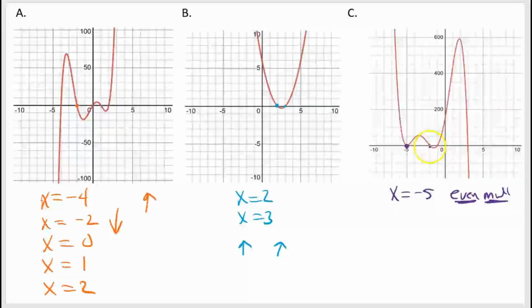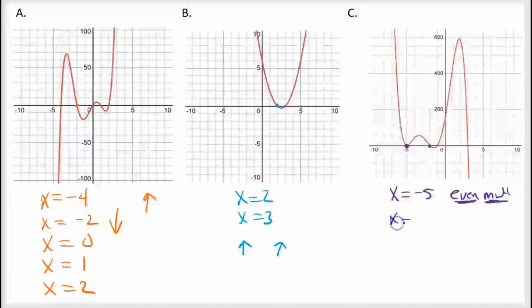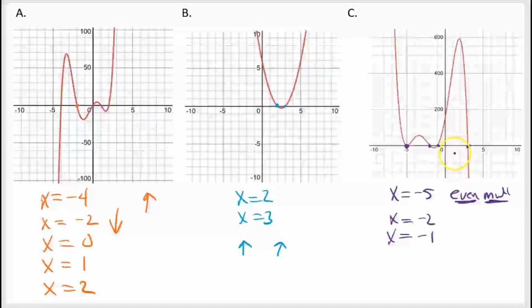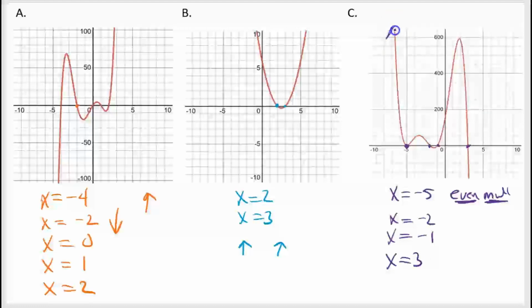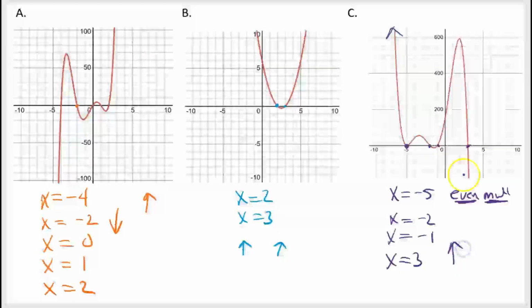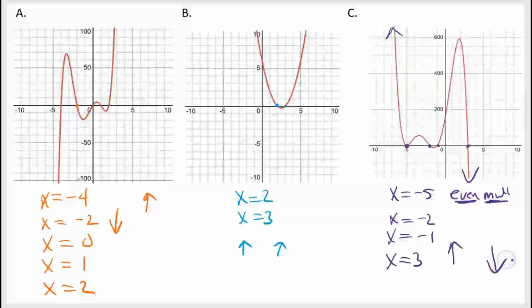We also have an x-intercept right here. That was like x equals negative 2. And there's another one right there at x equals negative 1. And then there's even another one right there, 1, 2, 3, at x equals 3. Check out the end behavior. Notice that's going up on the left, and look, it's going down on the right.